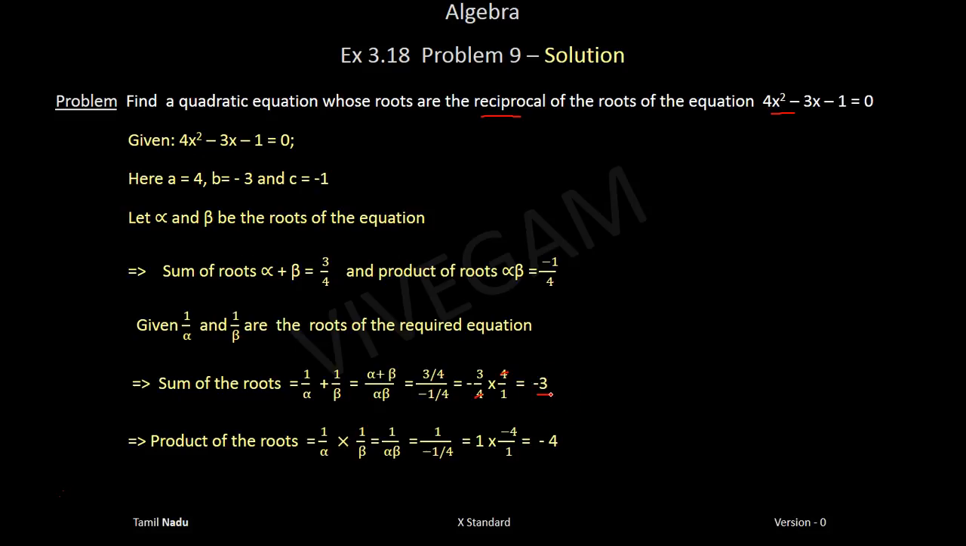Next we have to find the product of the roots. The product of the roots is 1/alpha times 1/beta, so that becomes 1/(alpha beta). And alpha beta we know is equal to −1/4. Substituting that value, it will be 1 divided by (−1/4), so that becomes 1 times −4/1, that is −4. So the sum of the roots is −3 and the product of the roots is −4.